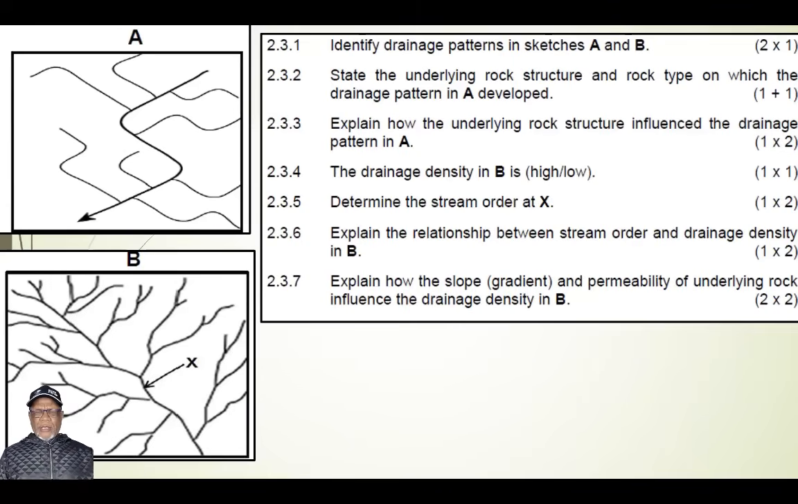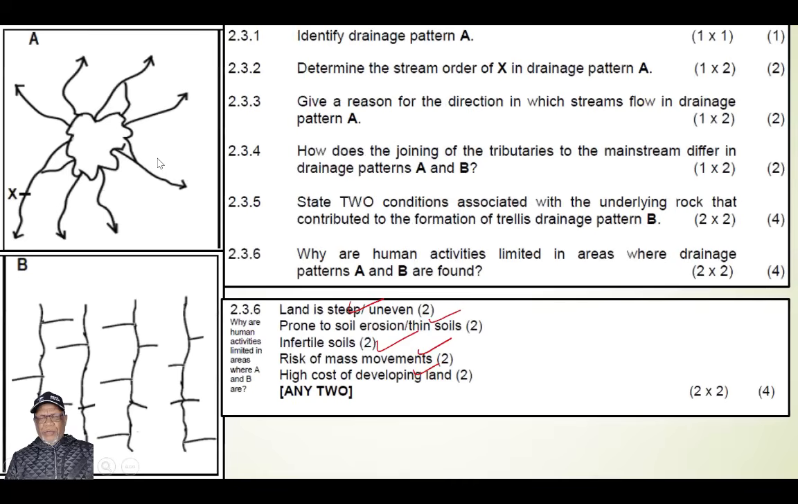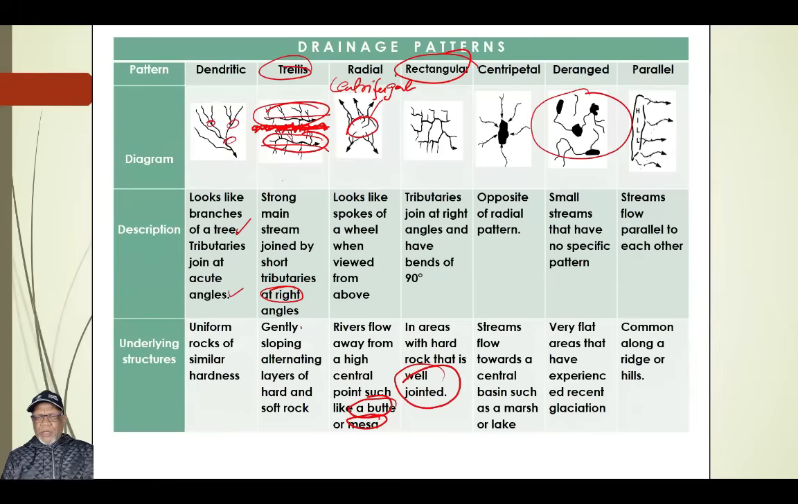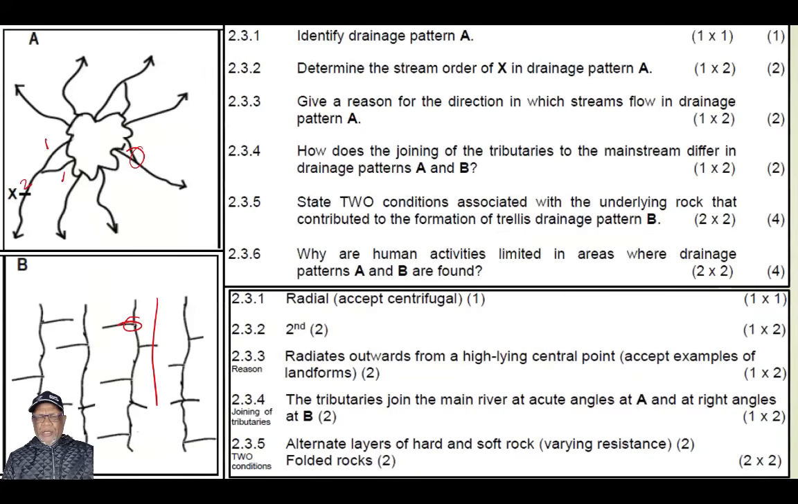Now, let's look at two other drainage patterns there. Identify the drainage pattern in sketch A and B. You can see the mainstreams are bending there at 90 degrees, which means this one will be rectangular, and this one looks like the first one that we were looking at, which is the dendritic pattern.